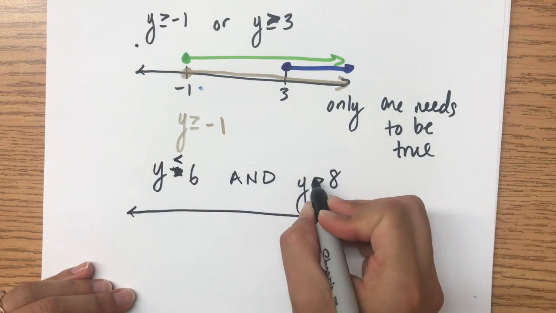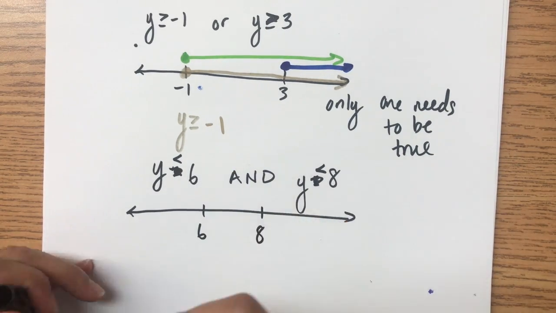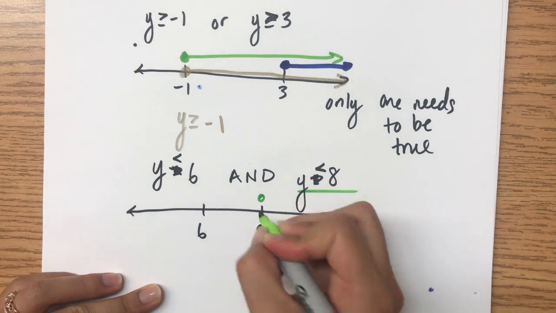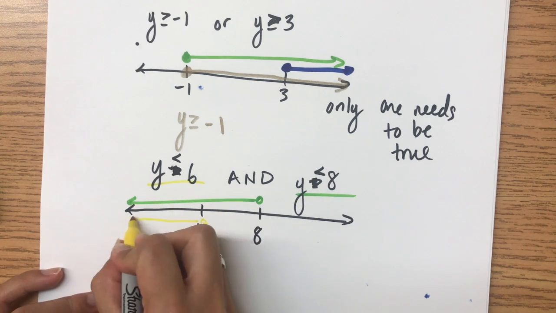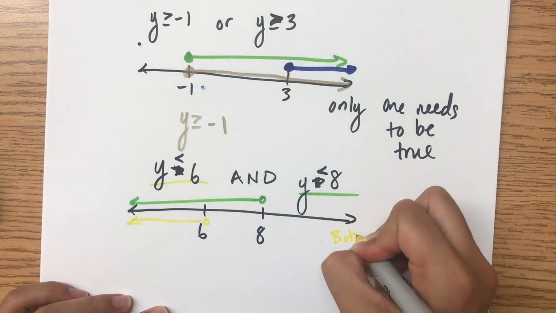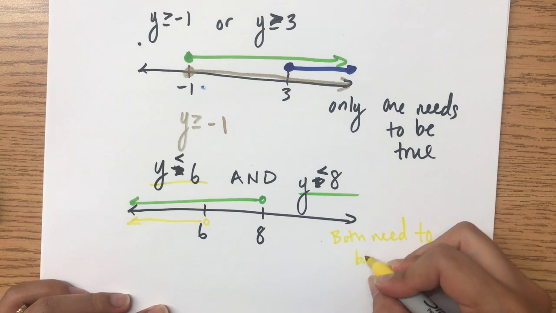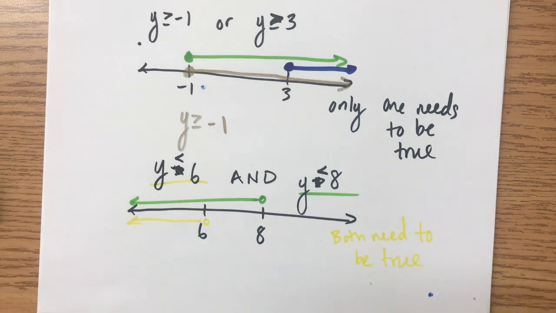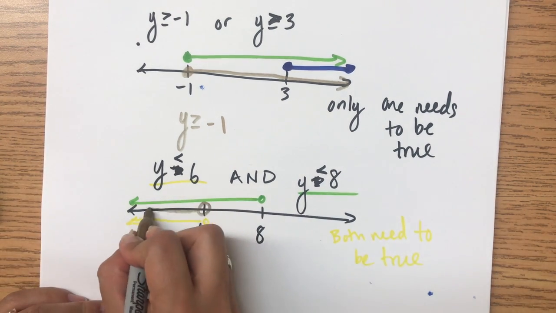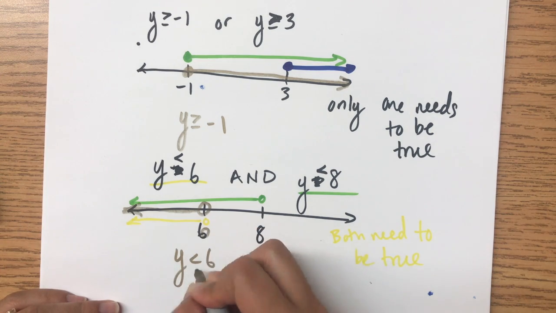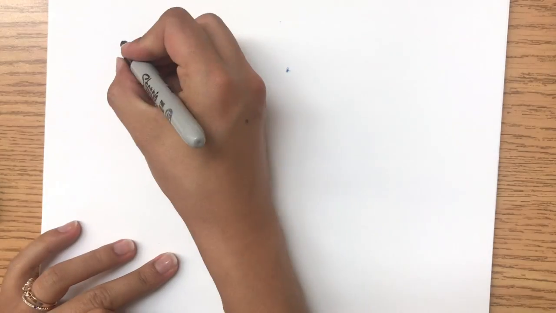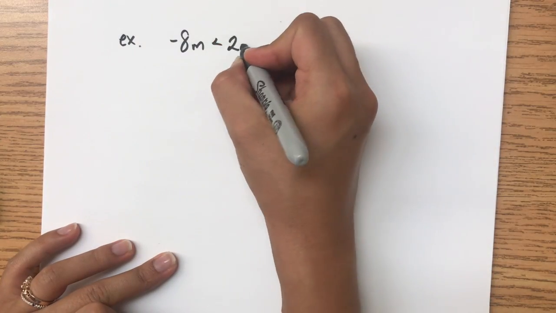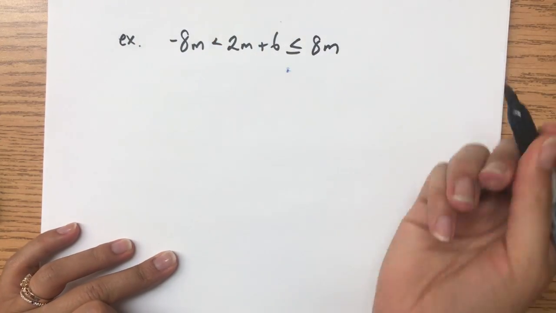I'm going to give you another example here. Let's say I have y is less than 6 and y is less than 8, okay? So if I graph y is less than 8 in green, sorry, and y is less than 6 in yellow, then I see that there's only one region where actually both are true. And that means that y is less than 6 has to trump, right? Because the yellow line overlaps with the green line there. So that's the only solution that we end up with.